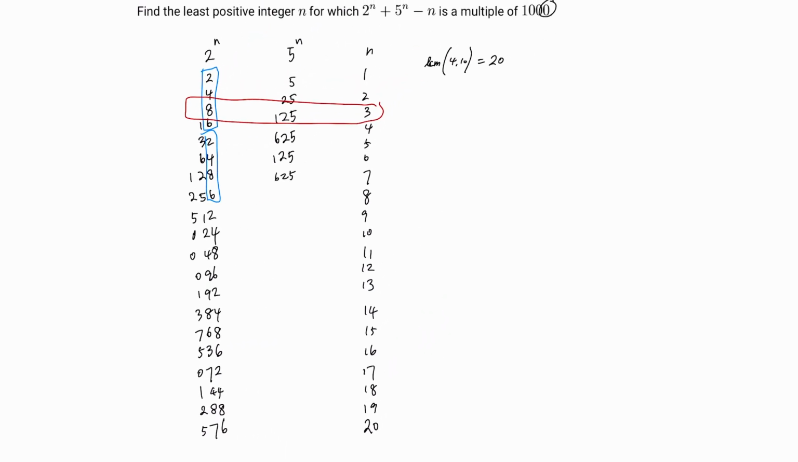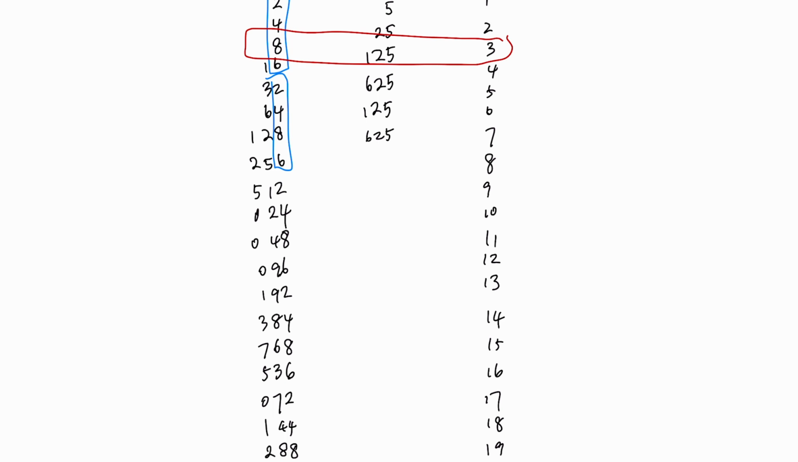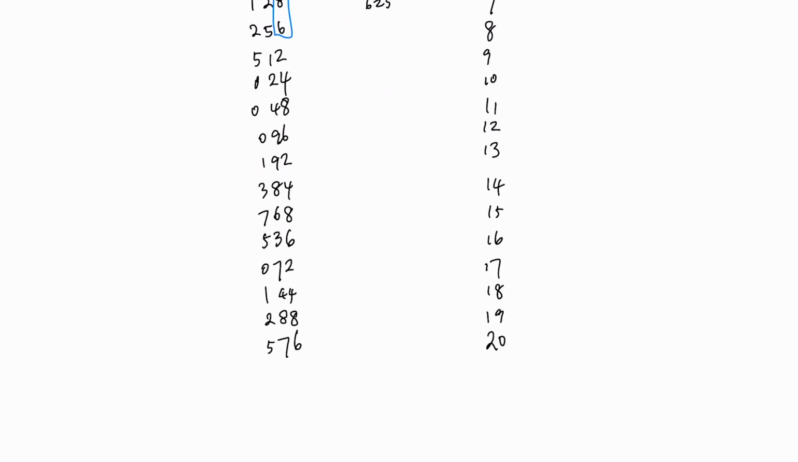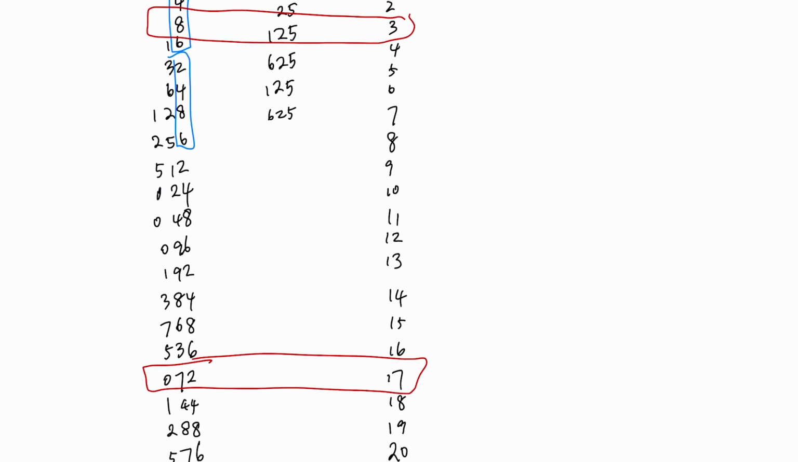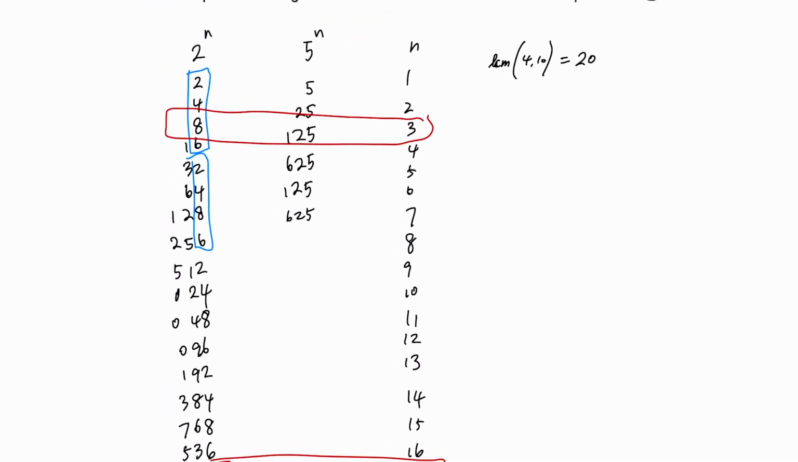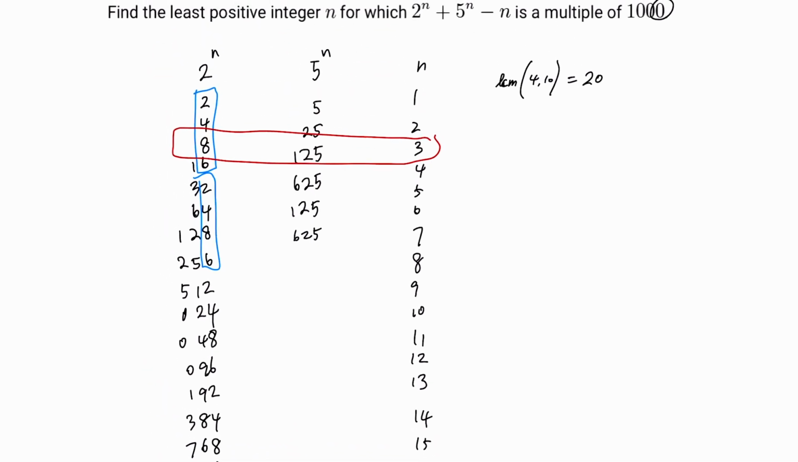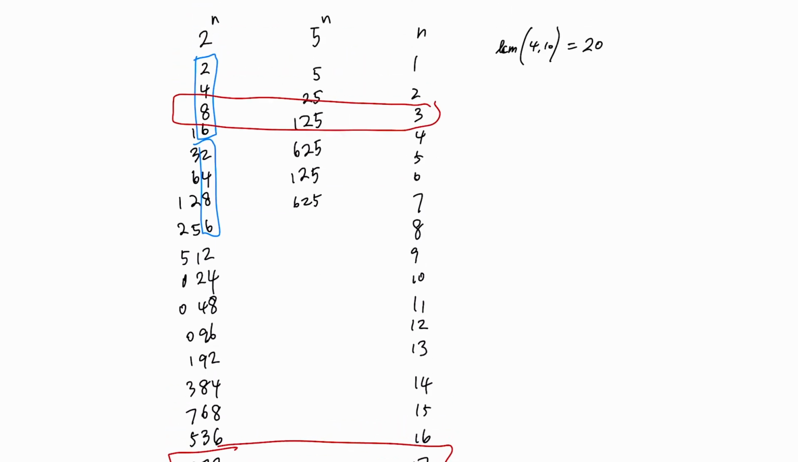And now if we take a look at it, we just want this and this to have a difference of unit digit of 5. If you look through all of these, you'll find that the only other possible one is 072 and 17. So now we know this n has to be 3 or 17 mod 20.